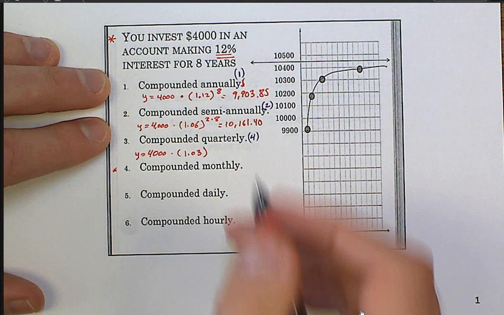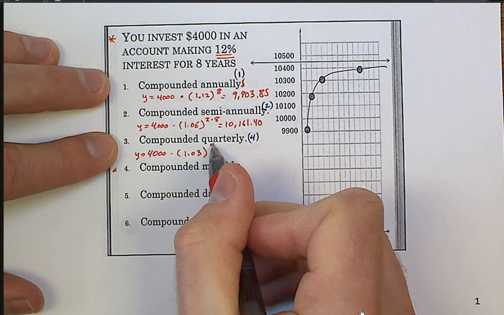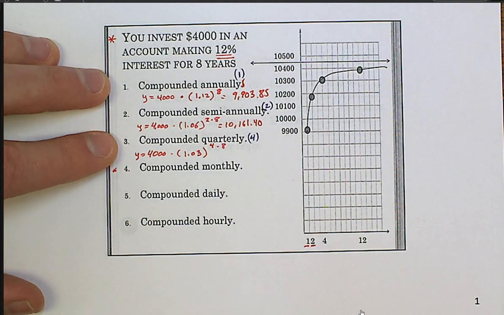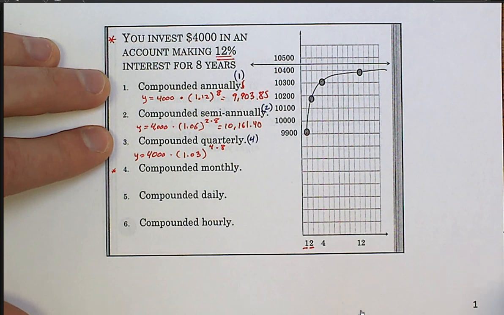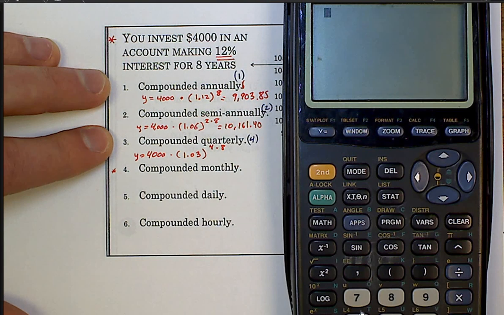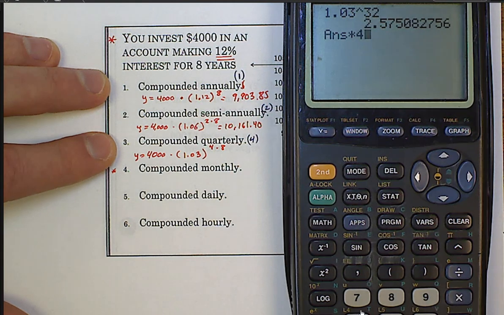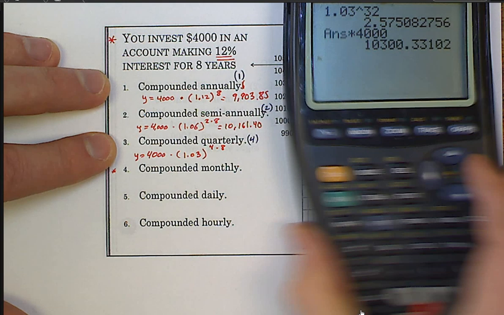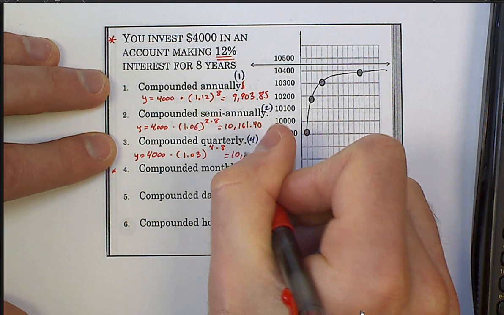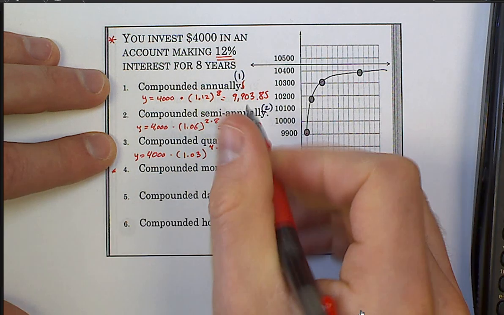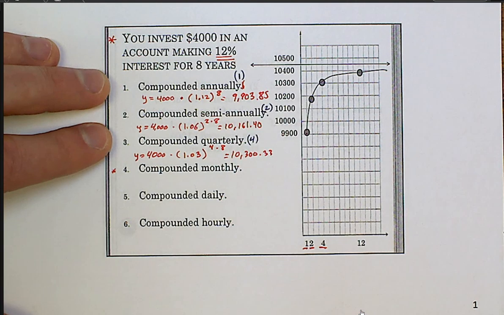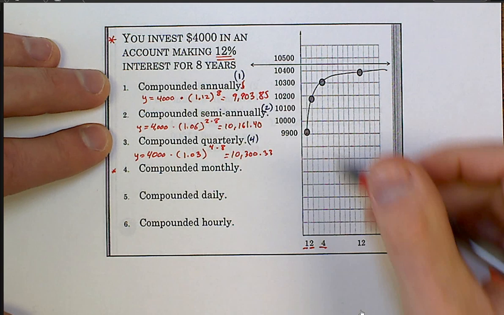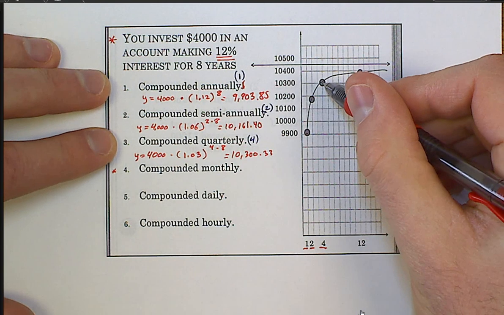Now, 4 times a year over 8 years means your money is going to generate interest 32 times. So let's take our calculator, 1.03. We're going to raise that to the 32nd power. We're going to times that by $4,000. And so we get $10,300 and basically 33 cents. So this 4 is representing your compound interest 4 times a year, and there's your $10,300.33.